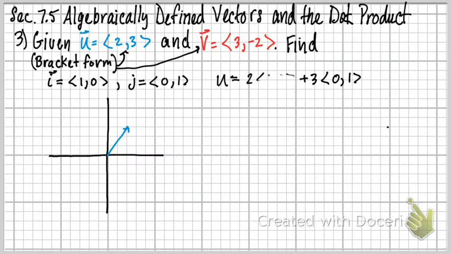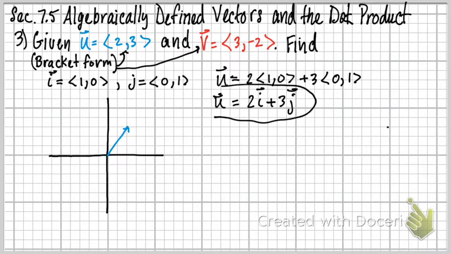With I being 1, 0, and J being 0, 1, we simply get 2I plus 3J. And this is what we call IJ form. So on a test or quiz or in the book, on the homework, they could say express your vector in IJ form. That would mean my 2, 3 is going to be 2I plus 3J. So just kind of keep that in mind as you go through these answers here. So these are just different forms. Now those are both just U's, right? So just kind of keep that in mind.